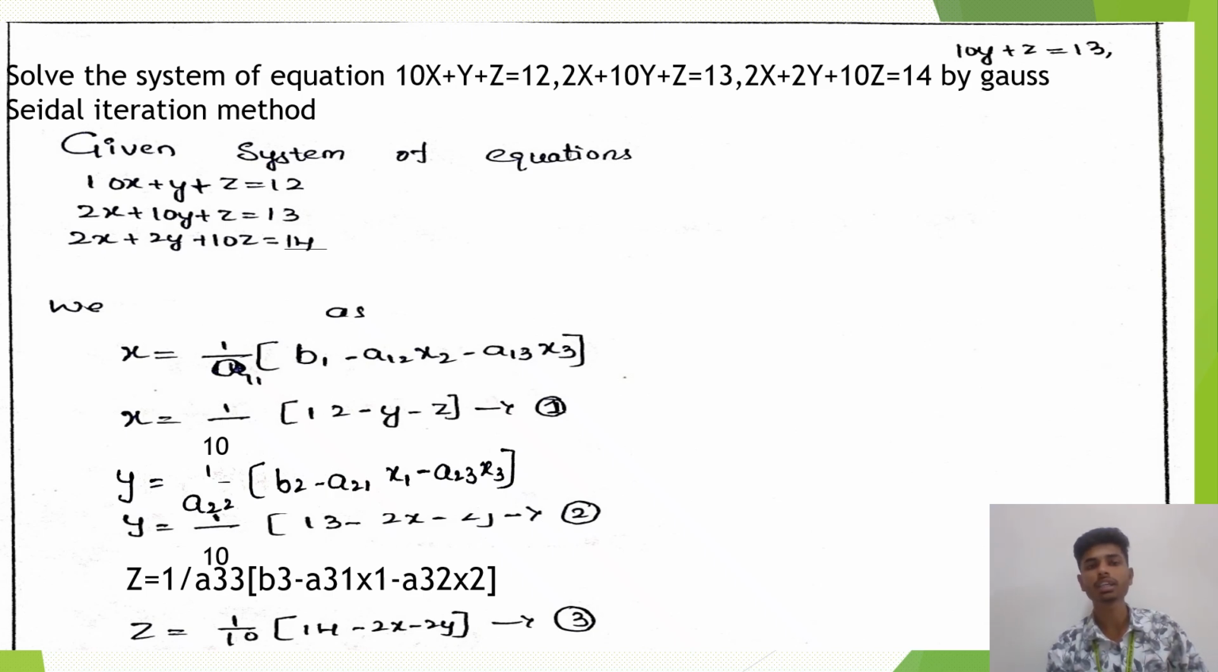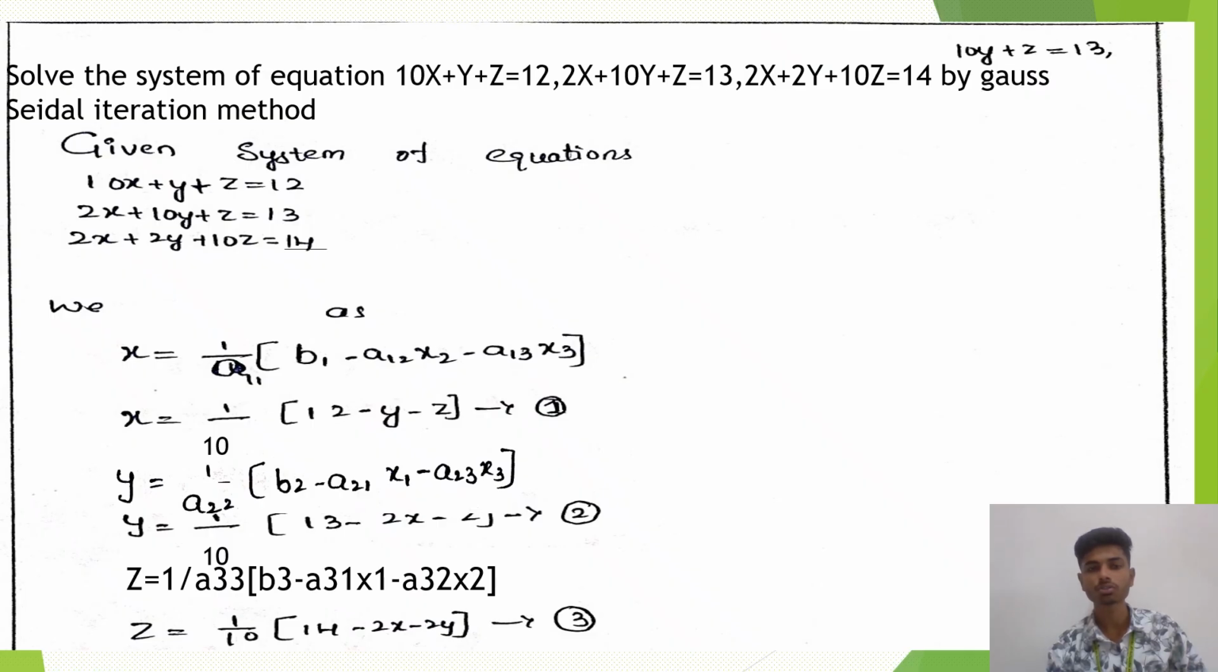Then we have to write the given system of equations: 10x plus y plus z is equal to 12, 2x plus 10y plus z is equal to 13, and 2x plus 2y plus 10z is equal to 14. We can write the Gauss-Seidel iteration method formula. x is equal to 1 by a11 of b1 minus a12 into x2 minus a13 into x3. Then we have to substitute the values. Then we get x is equal to 1 by 10 into 12 minus y minus z. We can take it as equation 1.